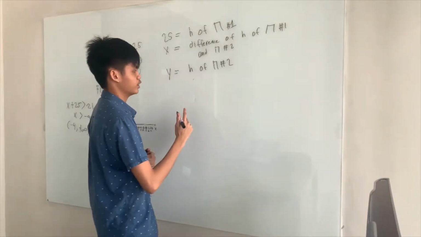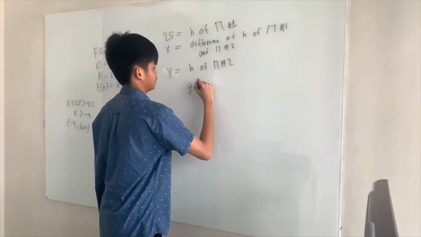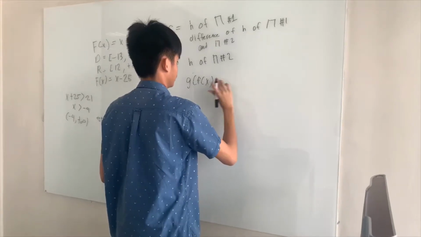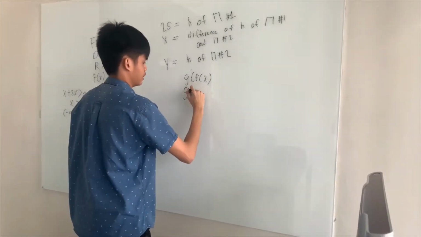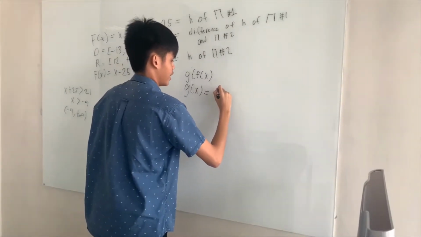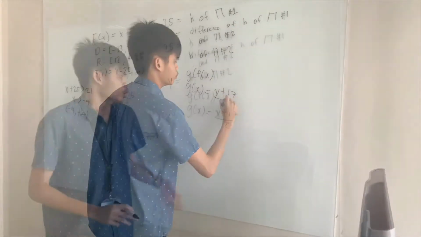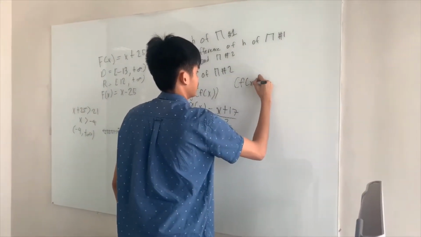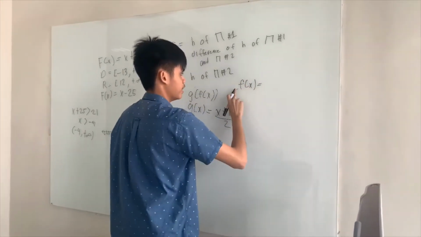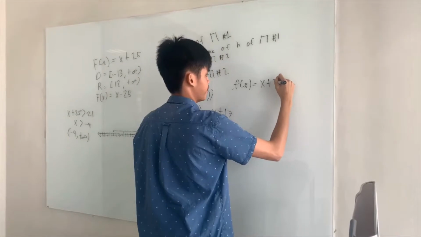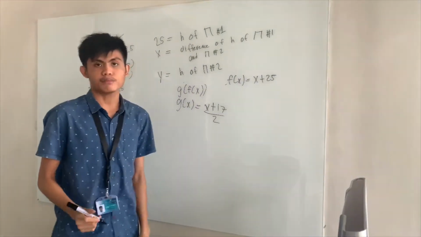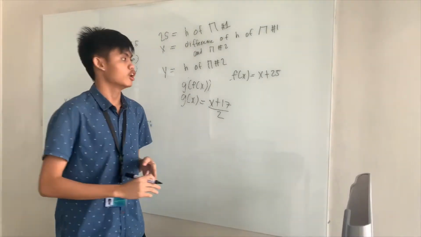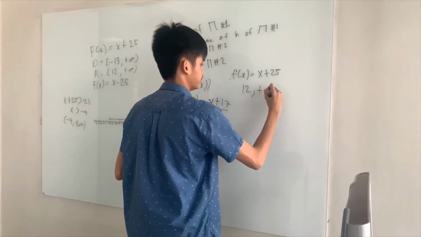So what if we introduce another operation to this function? Our suggested operation would be g of f of x, where g of x equals x plus 17 all over 2. So solving for this, we should first get f of x. Again, f of x equals x plus 25, with the domain from negative 13 to positive infinity. This would give us the lowest range of 12 to positive infinity.